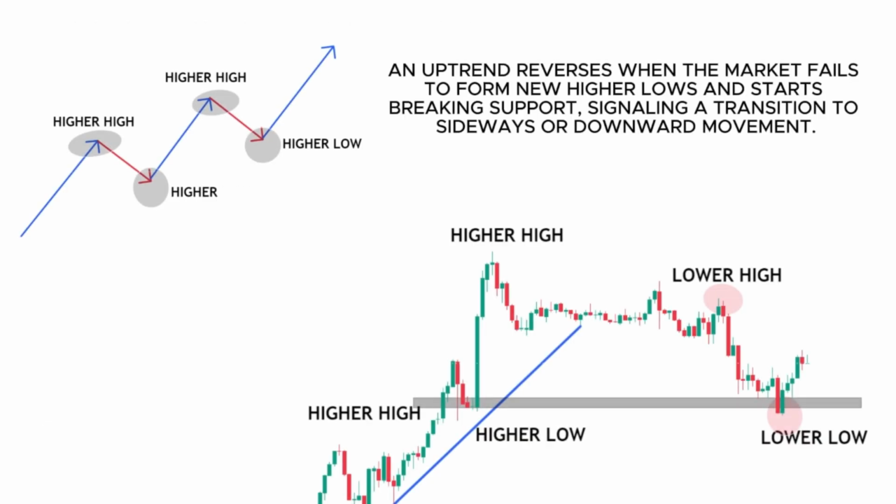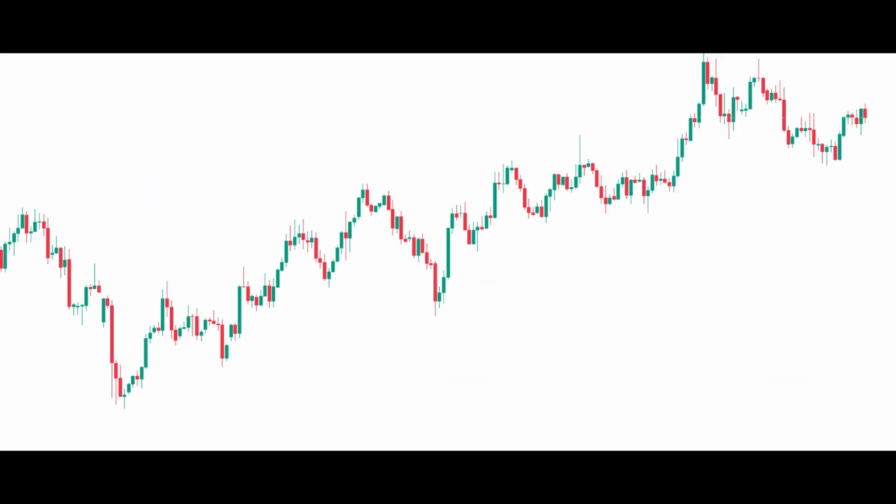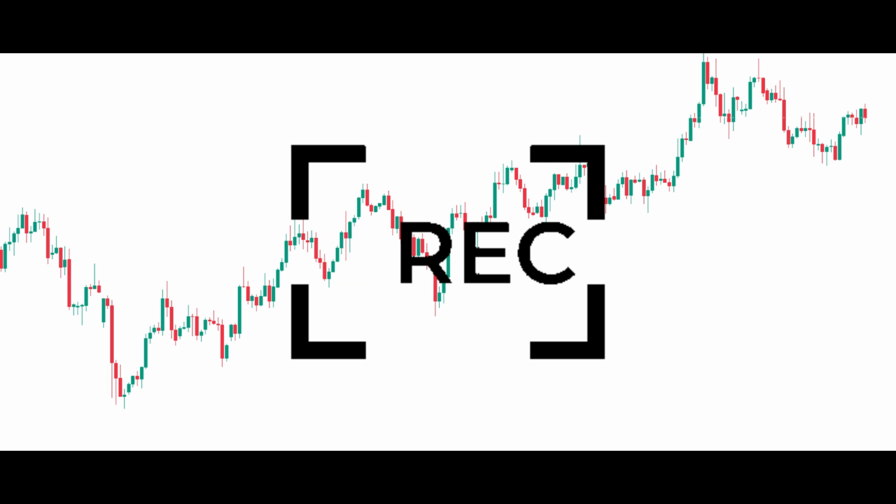An uptrend reverses when the market fails to form new higher lows and starts breaking support, signaling a transition to sideways or downward movement. By mastering these concepts, traders can confidently identify, enter, and manage trades in an uptrend without relying on indicators. Remember, uptrends don't last forever, but knowing how to recognize and act on them can be the edge you need.